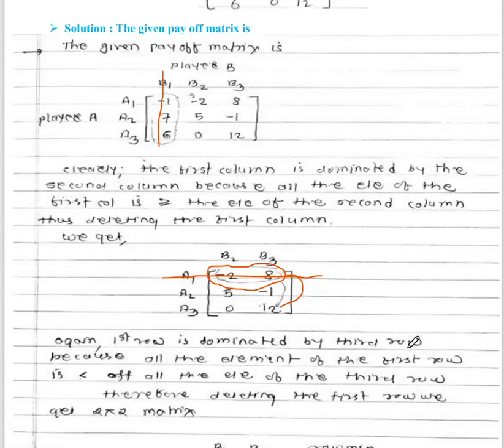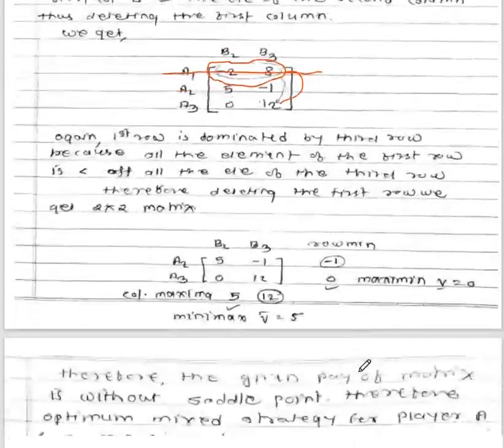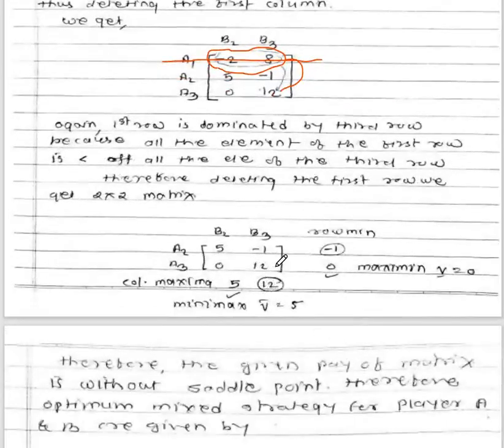After deleting the dominated row, the reduced payoff matrix can be written as 5, minus 1, 0, 2, with columns B2, B3 and rows A1, A3. So this is the 2 by 2 payoff matrix. Now we will solve this problem by using the previous method for a 2 by 2 payoff matrix.